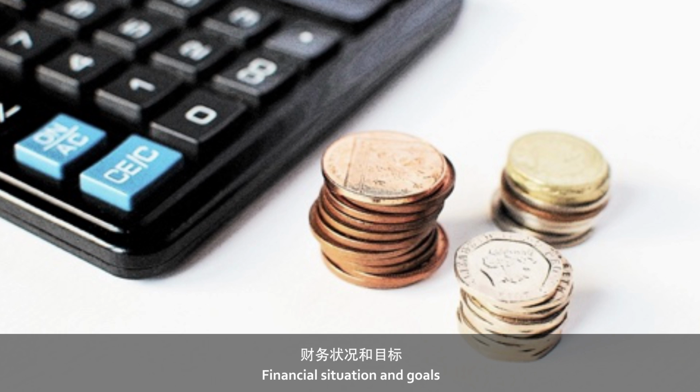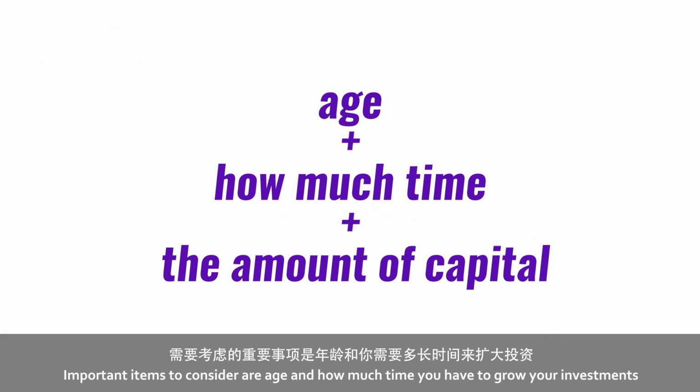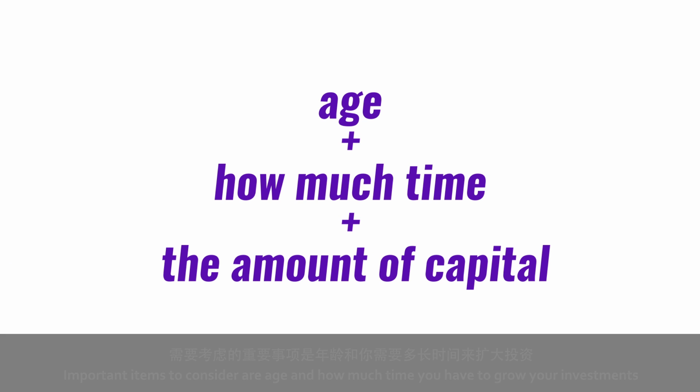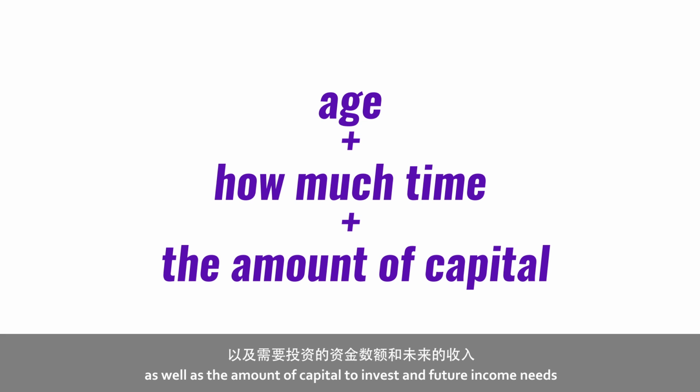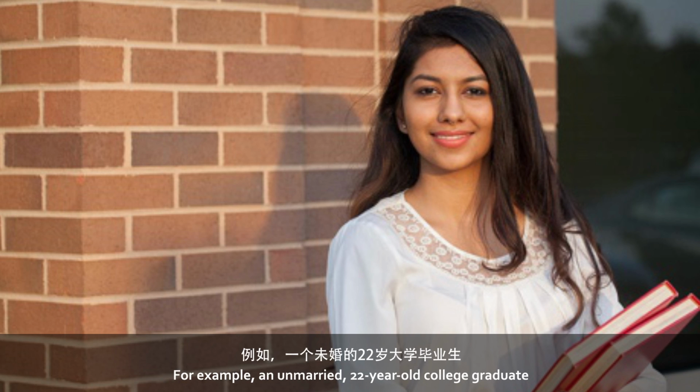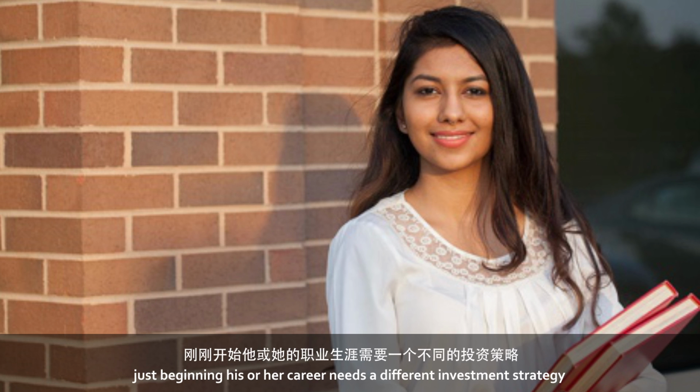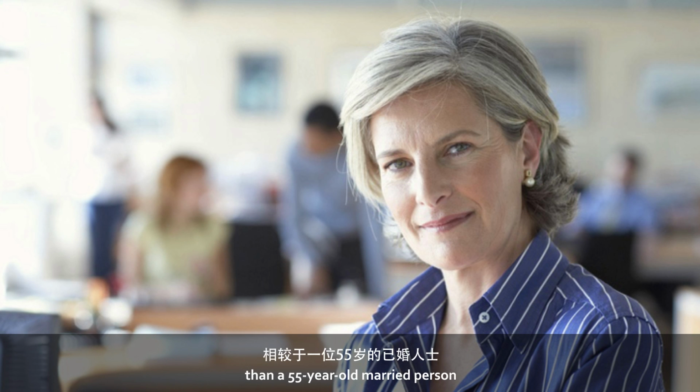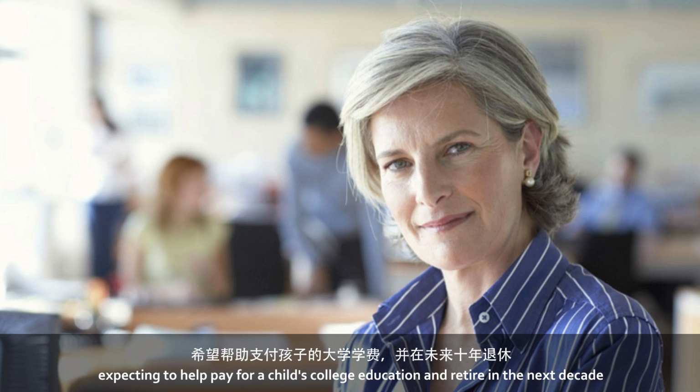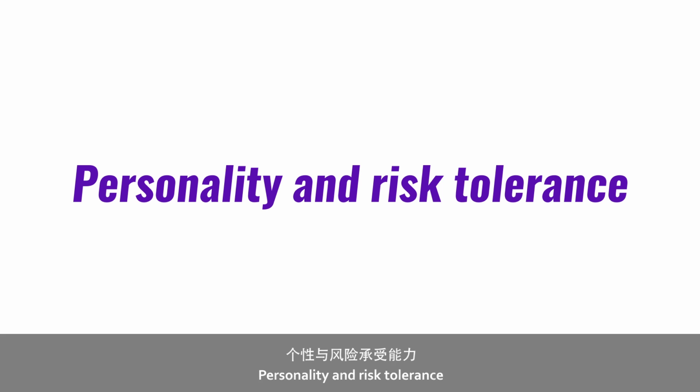Financial situation and goals. Important items to consider are age and how much time you have to grow your investments, as well as the amount of capital to invest and future income needs. For example, an unmarried 22 years old college graduate just beginning his or her career needs a different investment strategy than a 55 years old married person expecting to help pay for a child's college education and retire in the next decade.